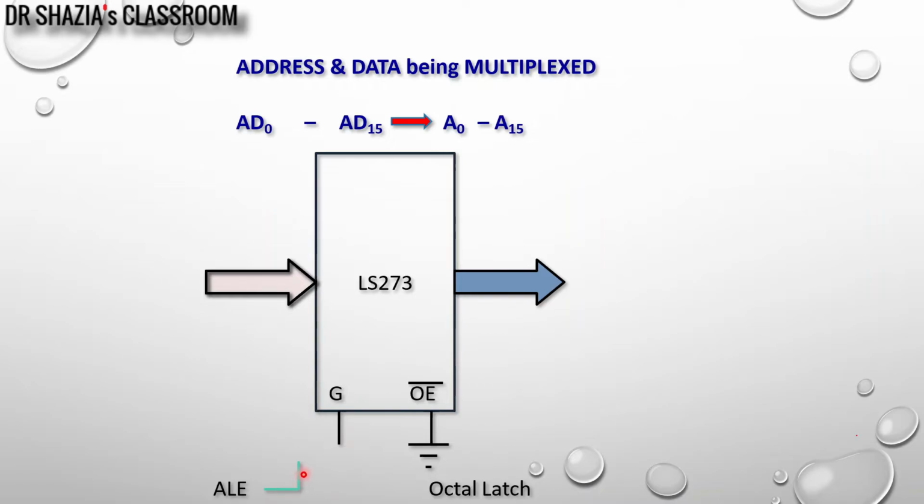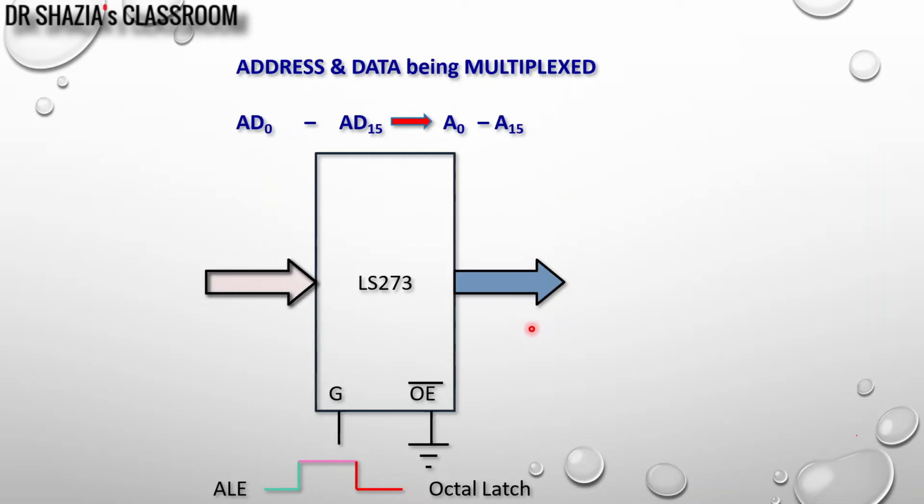So as long as the gate signal is high, any change in the input side will get reflected on the output side, or will be available on the output side. And as soon as the gate signal goes low, the output will be latched. So any change in the input side will no more be reflected at the output. The last output before the gate signal goes low will be latched.